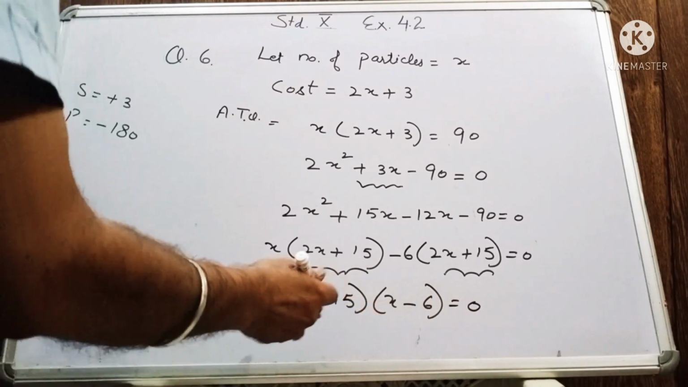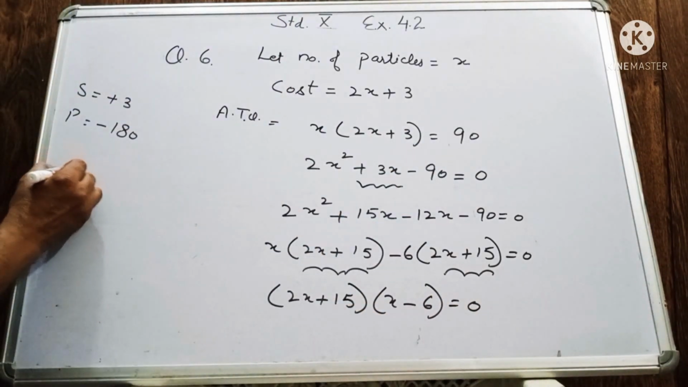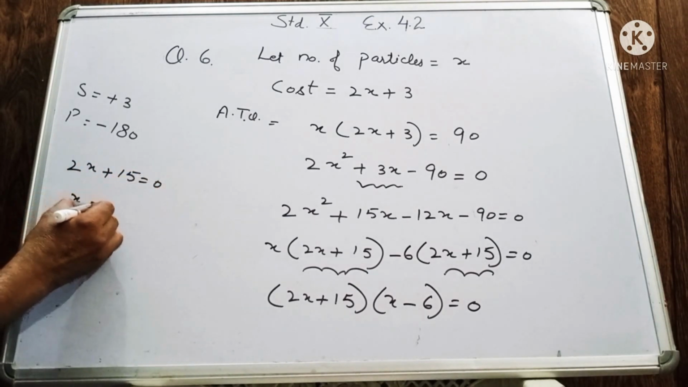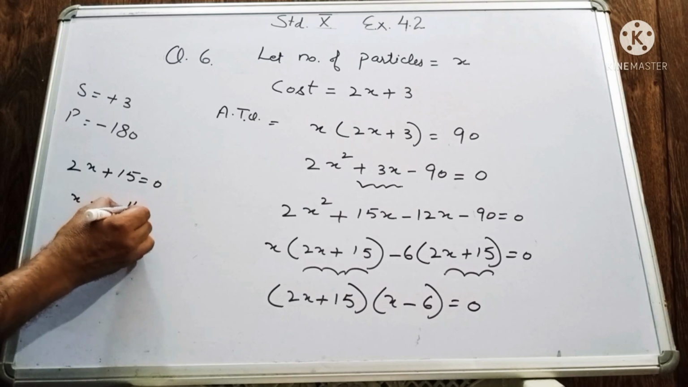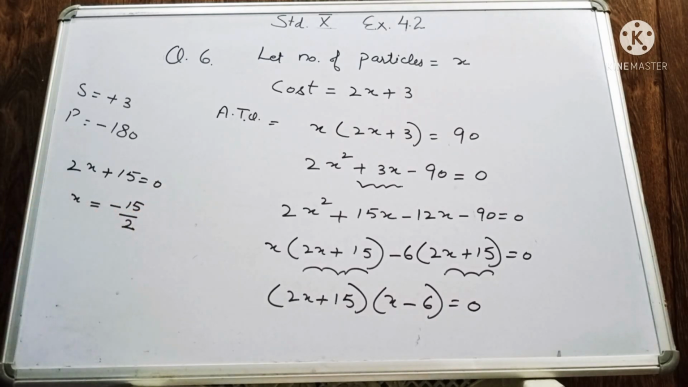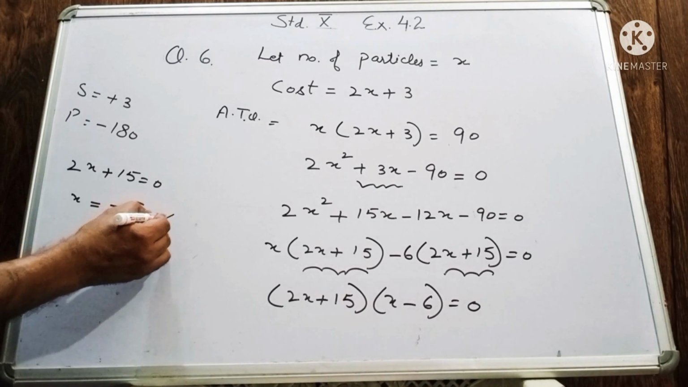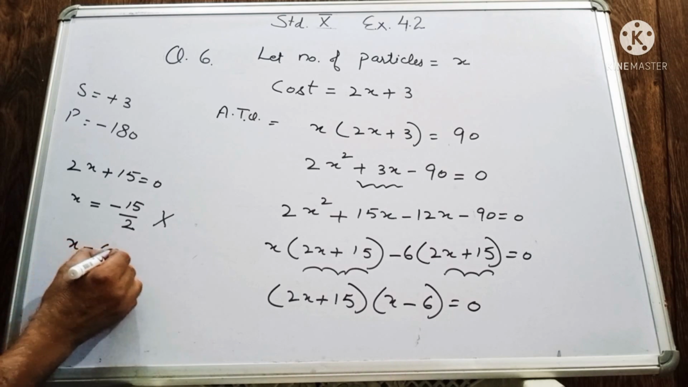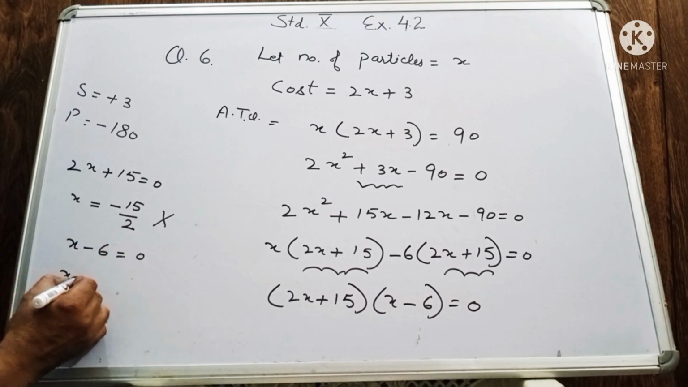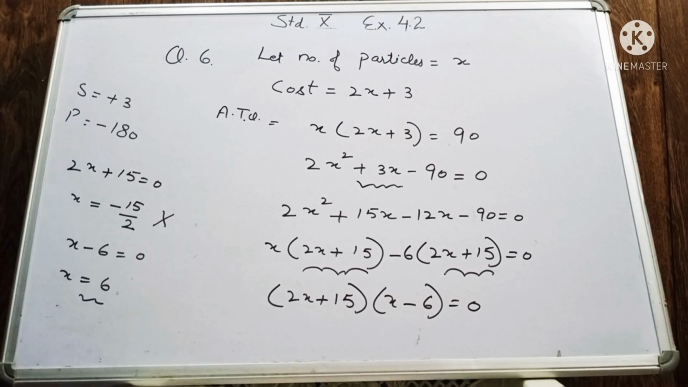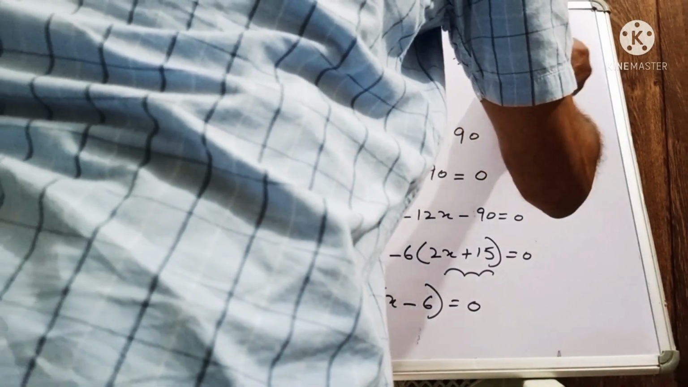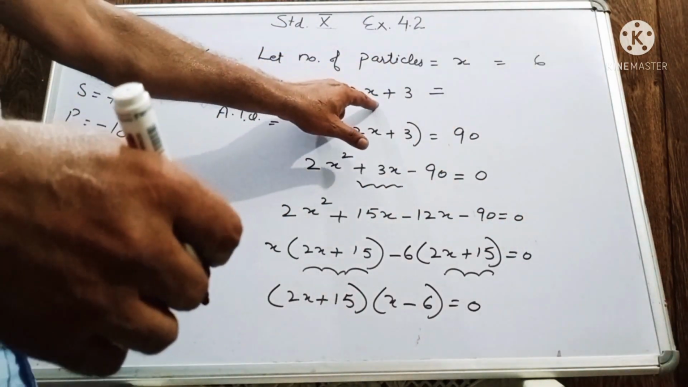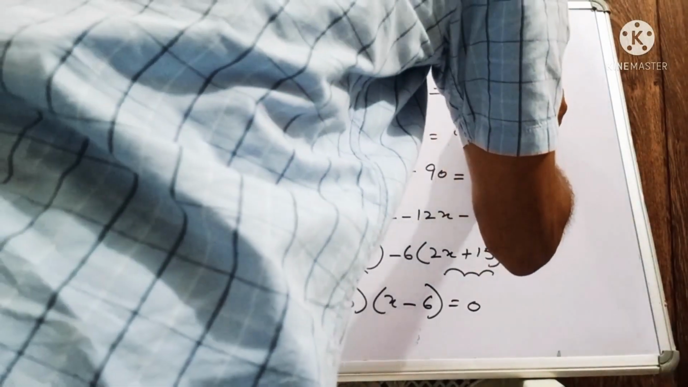Now individually we will equate each factor to 0. So 2x plus 15 is equal to 0. X we get minus 15 over 2. It is rejected as the number of particles cannot be a fractional number or negative. So now we will put x minus 6 is equal to 0. X we will get 6. So number of particles produced on the day is 6. Cost of each particle, 2x plus 3, 6 into 2, 12 plus 3 is equal to 15 rupees.